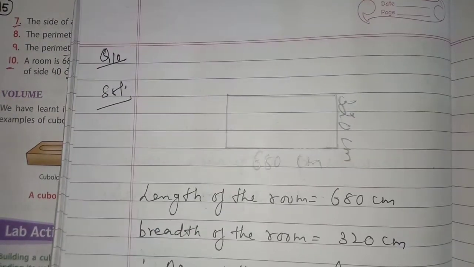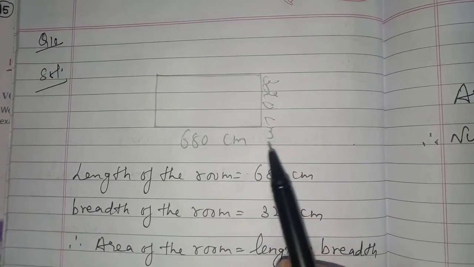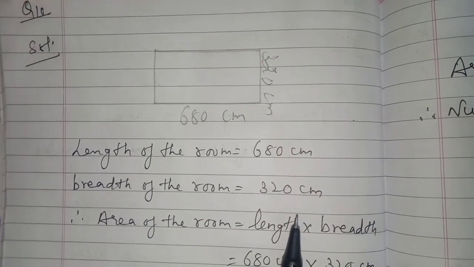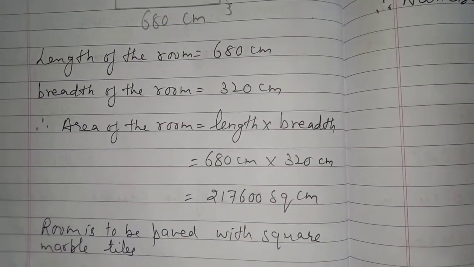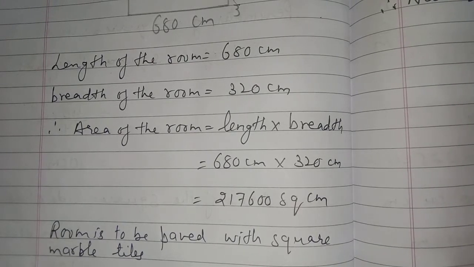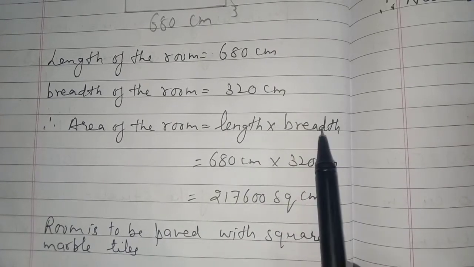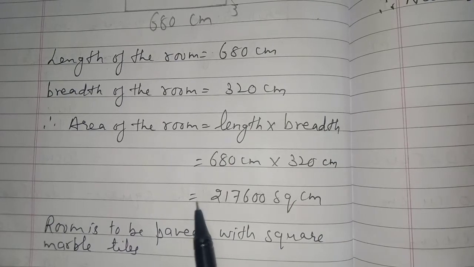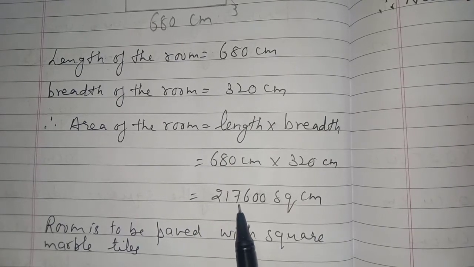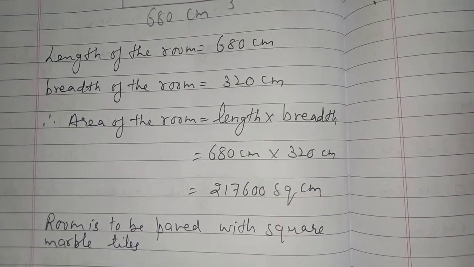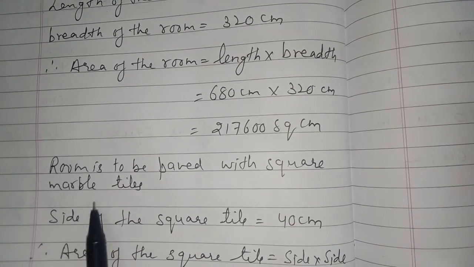Fine. So suppose this is the length and breadth of the room. So length is 680 centimeter, breadth is 320 centimeter. So let us find the area of the room first of all. Because whenever we have to do something in our rooms, first of all, we should know what is the area in which we want to do some work. So that is length multiplied by breadth, means 680 centimeter multiplied by 320 centimeter. So the answer will be 2,17,600 square centimeter.